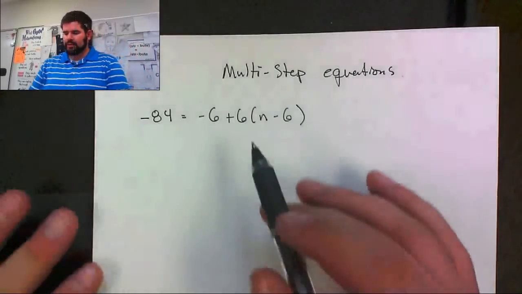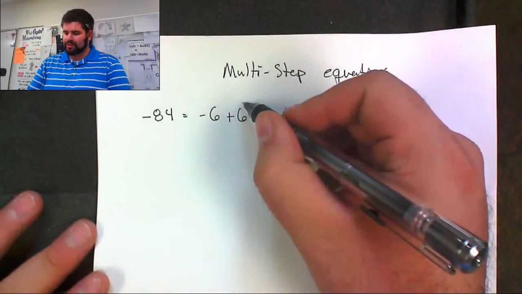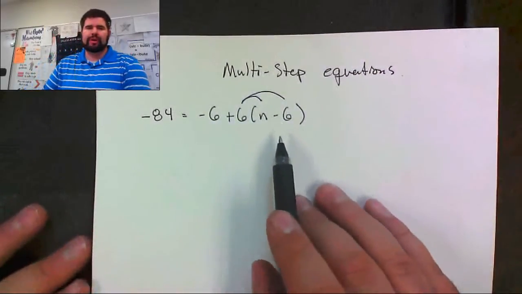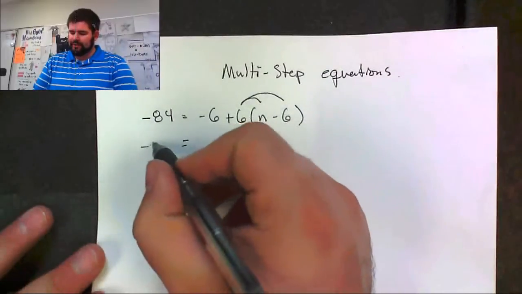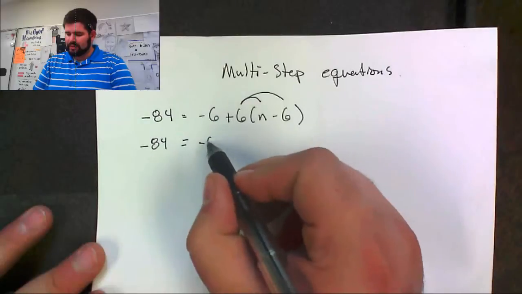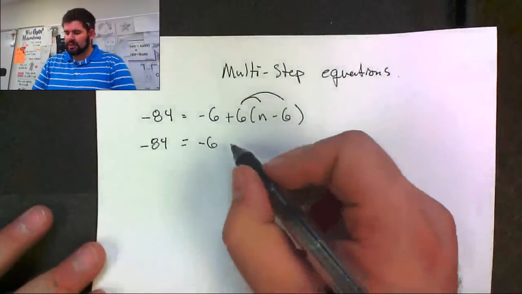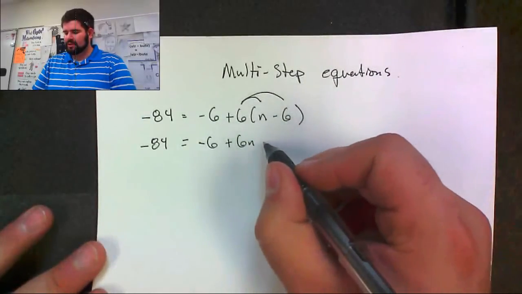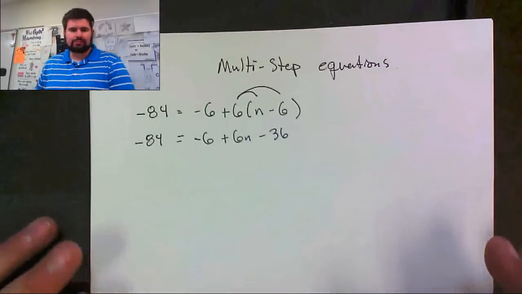So I'm going to combine the like terms and distribute this 6 together. I'm going to distribute this through, and that's going to make my equation a lot easier to solve. The negative 84 still stays the same on that side. The negative 6 stays there, but this 6 multiplies through. So 6 times n is 6n, and 6 times negative 6 is negative 36.